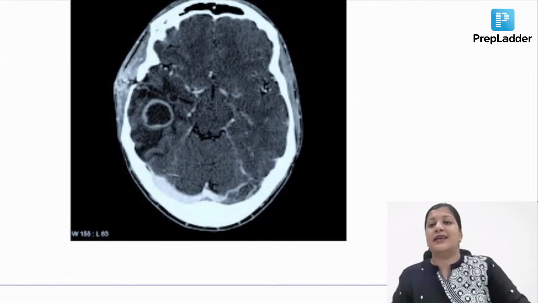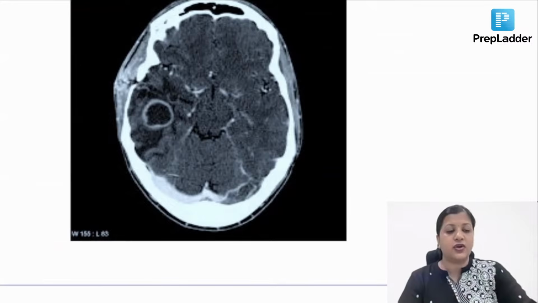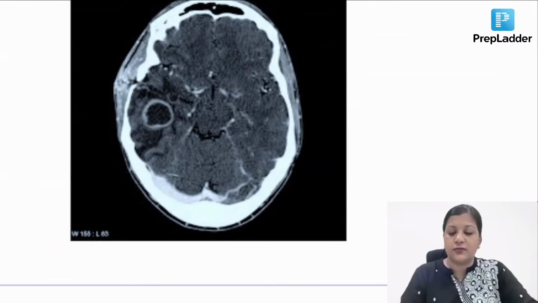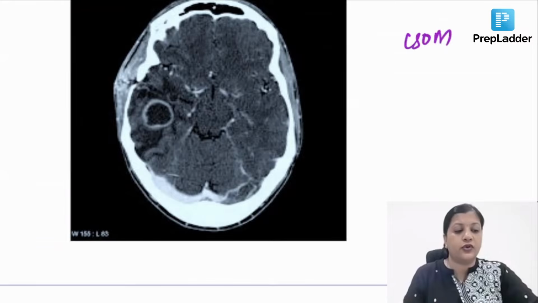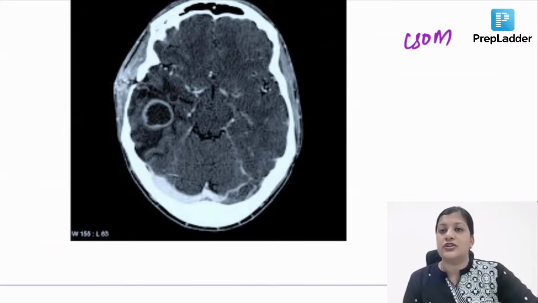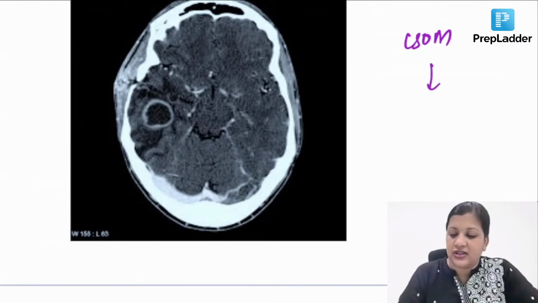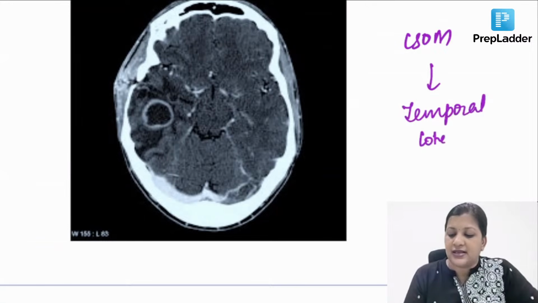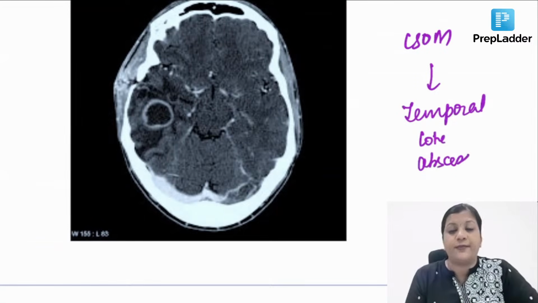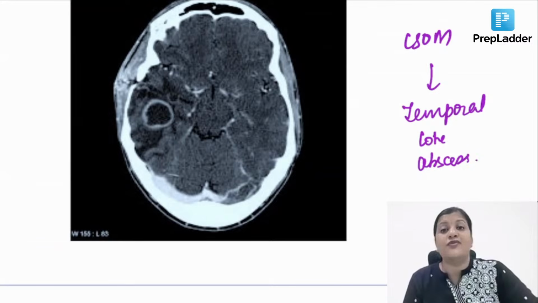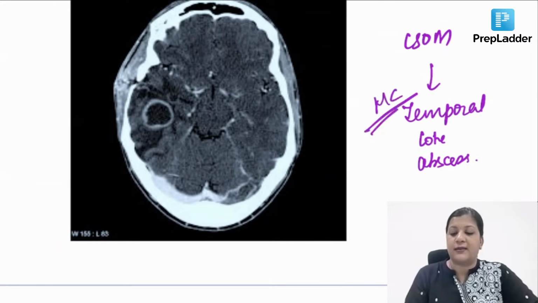Yes, so if this is an image given to you following CSOM, there is a complication. CSOM complication is resulting in a double ring sign. What should that double ring sign indicate to you? Yes, this is an indication that there is a temporal lobe abscess. Now, can this abscess also happen in the cerebellum following CSOM? Yes, it can happen, but the most common is the temporal lobe abscess.